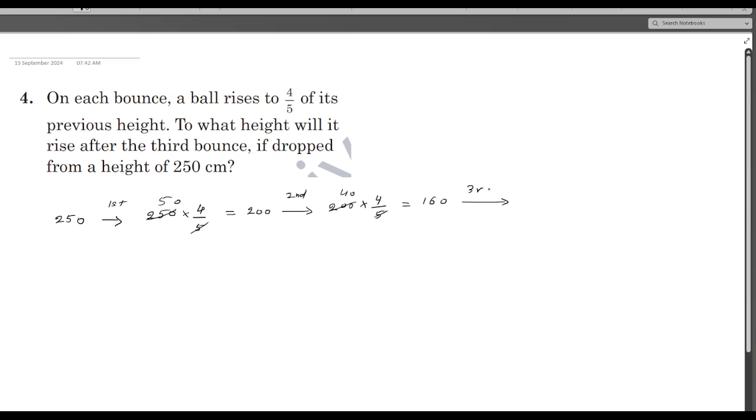And the third time it will bounce to a height of 160 times 4 divided by 5, so this equals, 5 times 3 is 15, 5 2s are 10, so 32 times 4: 4 times 2 is 8, and 4 times 3 is 12, so it will bounce to a height of 128. Okay, so the question is to what height it will rise after the third bounce if dropped from a height of 250 centimeter. So your answer is 128 centimeter.